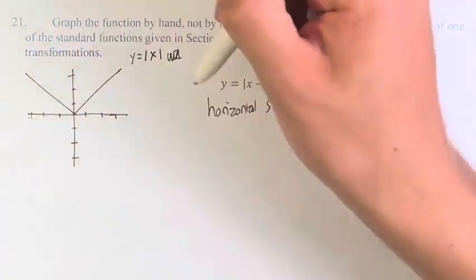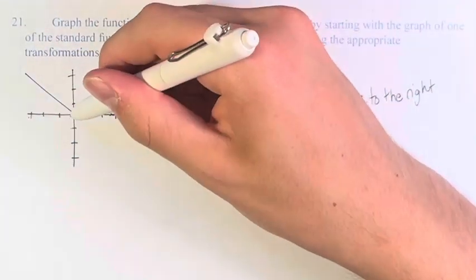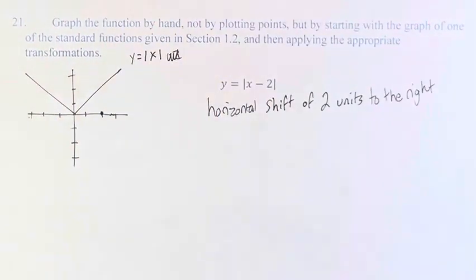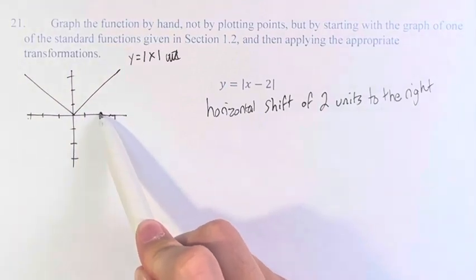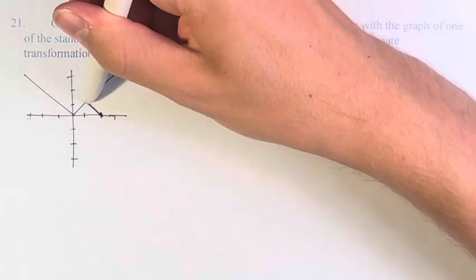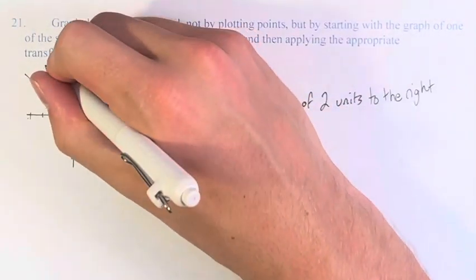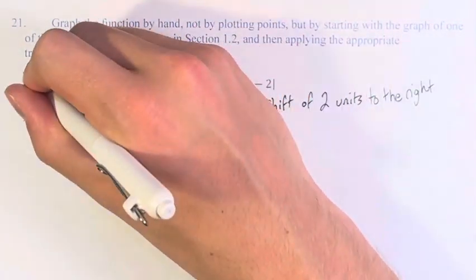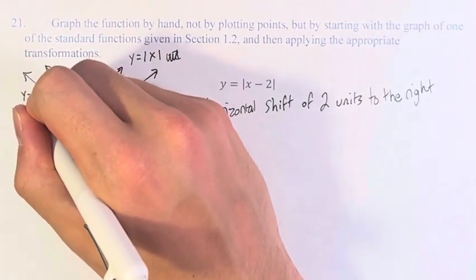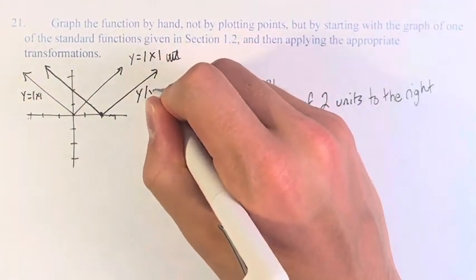So now we take a look at our function, and we just move all of the points over to the right. So let's take the origin, and let's move it to 2, 0. And then we just have to draw a function that runs parallel, but just 2 units to the right. So here we have our absolute value of x and absolute value of x minus 2.